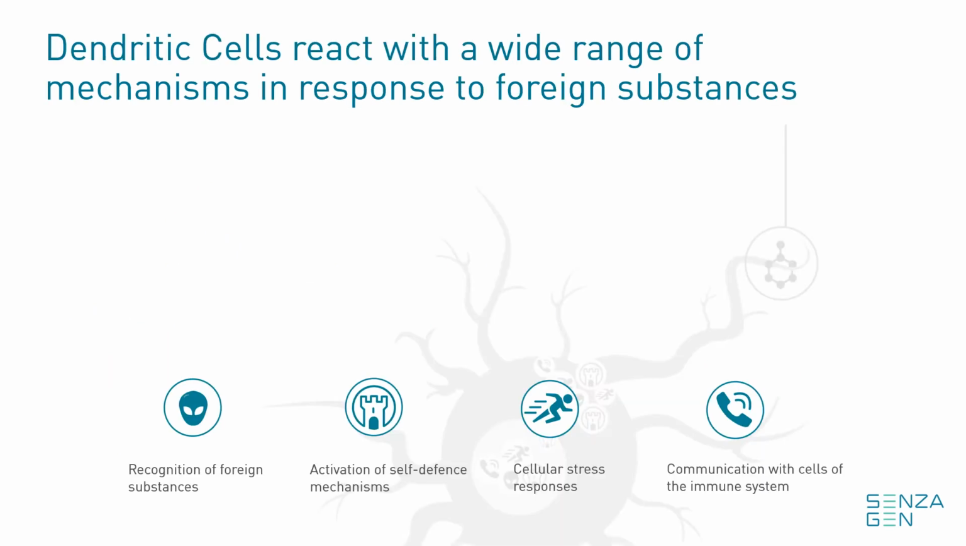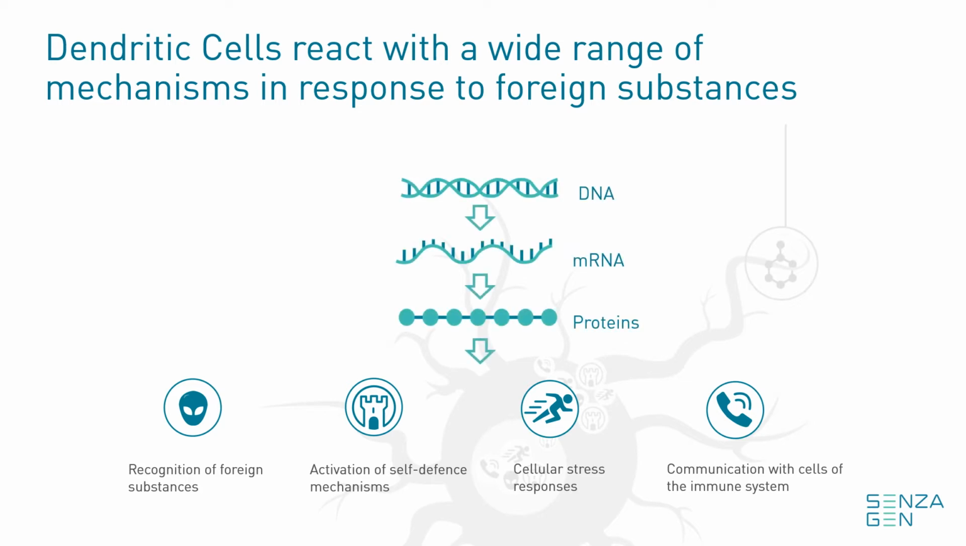Having defined the cellular system and knowing that the cells react differently upon encountering antigens, the question is then how we monitor the response of these cells to sensitizers. First, they are equipped with various receptors that recognize foreign substances. These receptors may in turn activate various self-defense mechanisms of the host, such as cellular stress responses like oxidative stress. Finally, they upregulate receptors that allow them to migrate and communicate with other cells of the immune system. How then can we monitor all of these events at the same time?